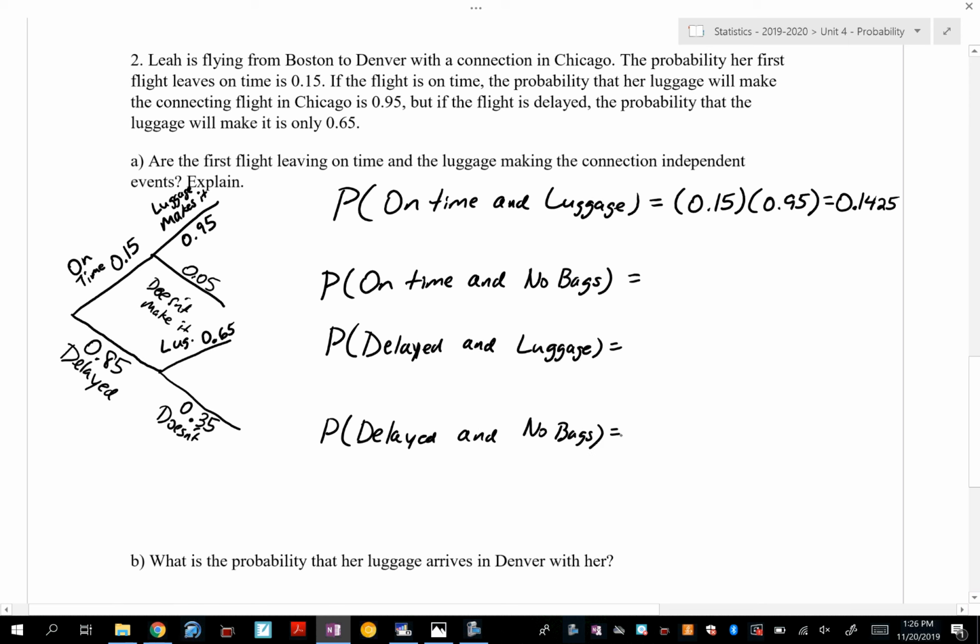Okay, so I'm going to go back to on time and no bags. If I follow the tree, that's 0.15 times 0.05. Then delayed and luggage is 0.85 times 0.65. And finally, 0.85 times 0.35.